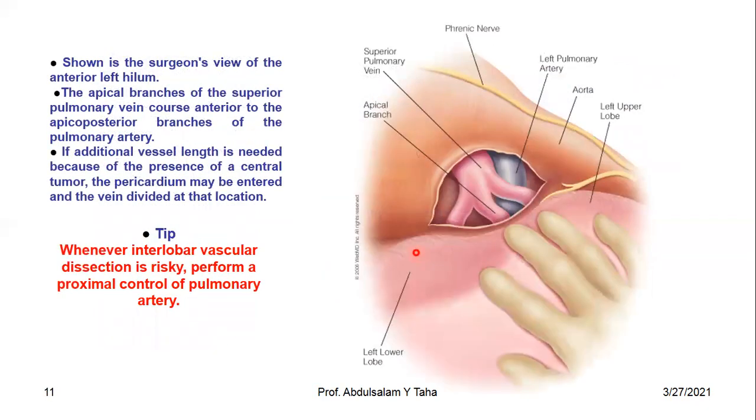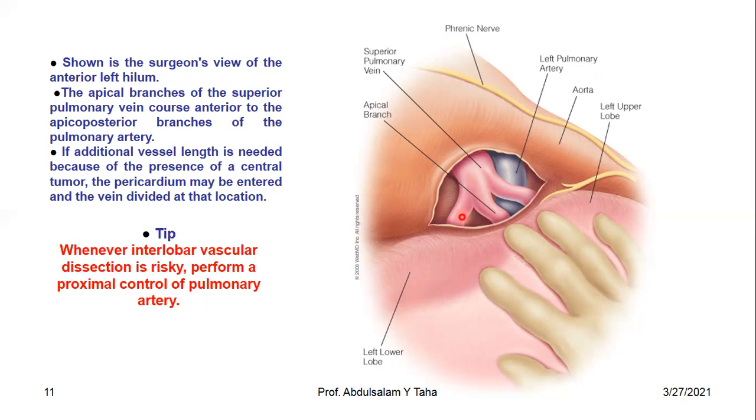In this view, we can see the anterior aspect of the left hilum. Now the lung is retracted posteriorly, and this is the left pulmonary artery located at the superior aspect of the left hilum, and anterior to it is the superior pulmonary vein, which drains the left upper lobe, and the most inferior branch is the lingular segmental vein.